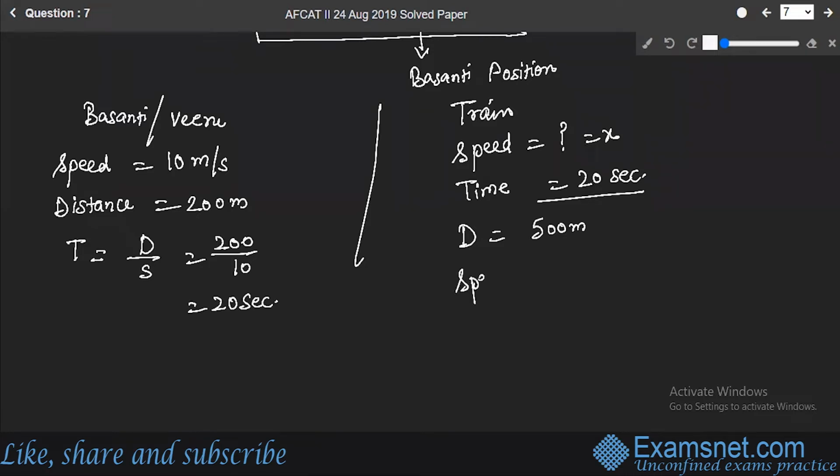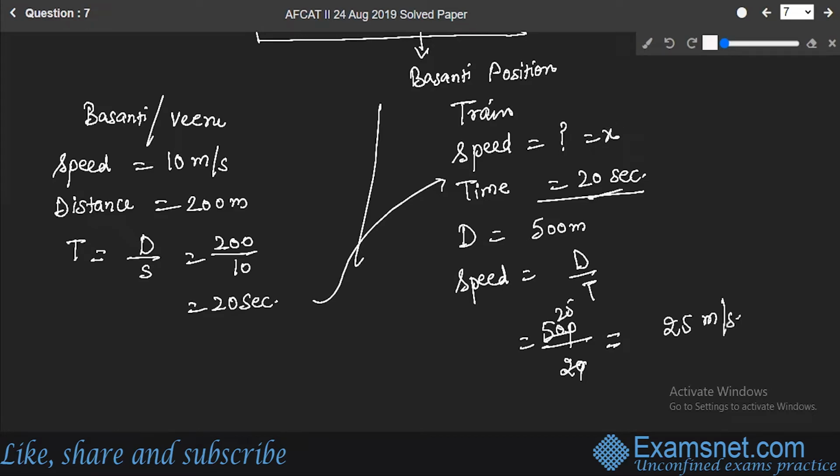So now speed can be easily calculated given distance upon time. See this 20 seconds, this is the same one because they nearly missed the collision. The time taken by Basanti and Viru is equal to the time taken by the train. So speed, now you can calculate: the distance was 500 meters for the train and the time taken by the train was 20 seconds. So this will evaluate to, 2 will cancel, 25 meter per second.